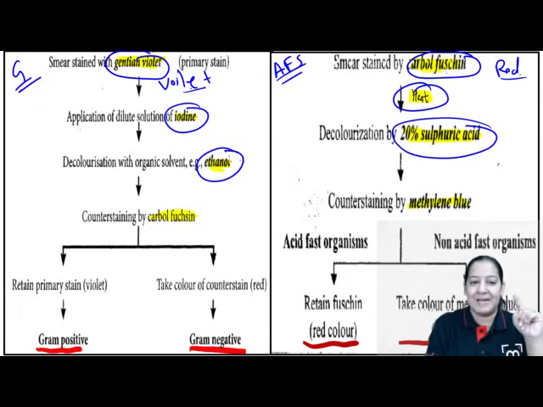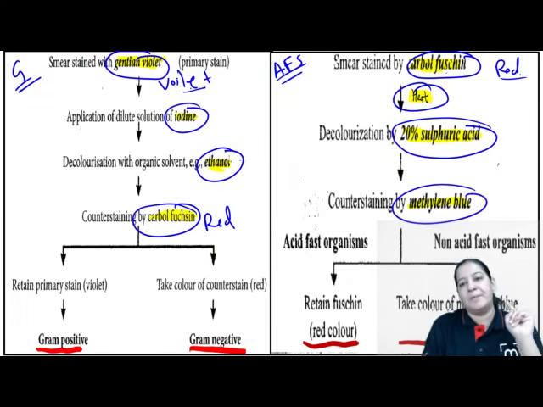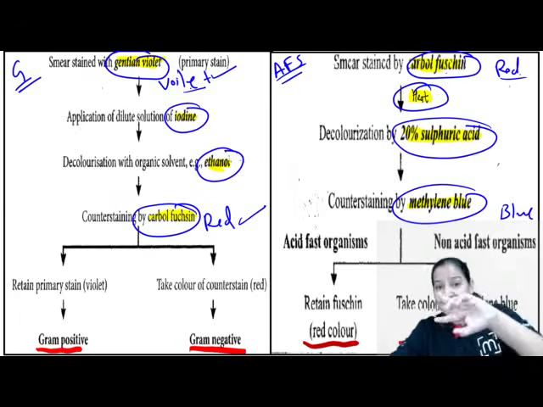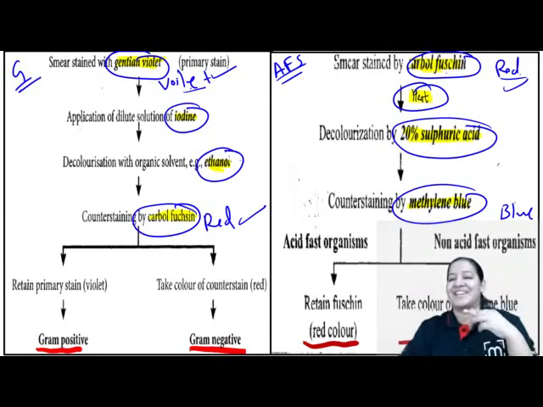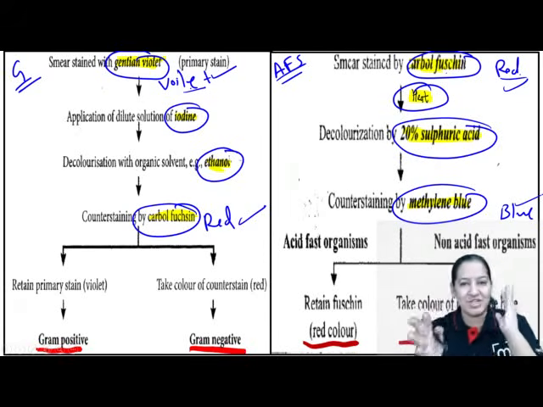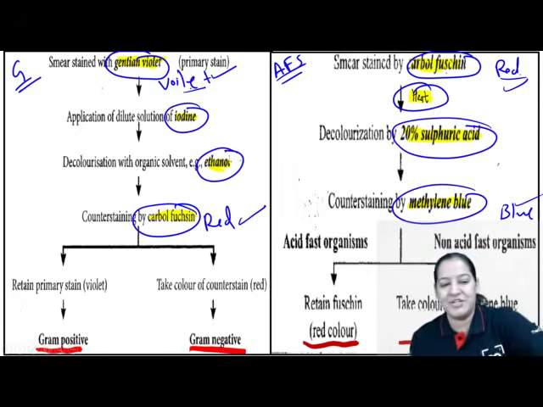Come on, secondary stain. The secondary stain is always here a red stain, and here it is a blue stain. You can see here primary stain is violet or blue and secondary is red, and in acid fast it is reverse. The primary is red and the secondary is blue. So you can see the change. Now what is the interpretation? Come on, the interpretation of both of them.